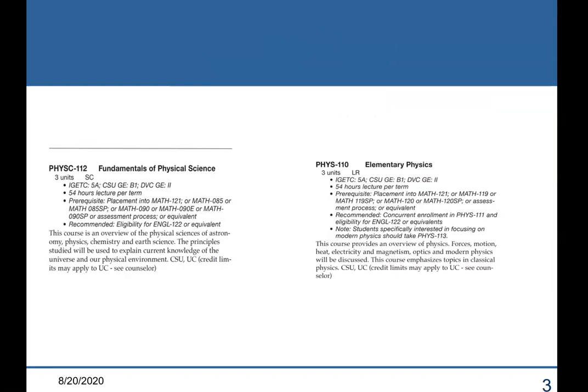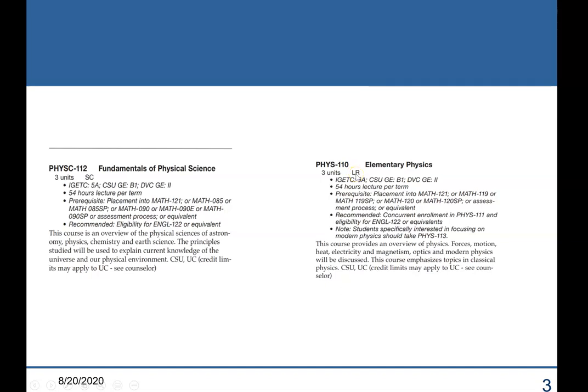So on the following slide here, you'll see Physical Science 112, very common course that students would take to fulfill area 5A on IGETC. And you'll see here the SC. This means it's, again, student choice. You can choose this one, pass, no pass. If I switch over to elementary physics, another common class that students might take to fulfill that same area of IGETC, this one's LR.